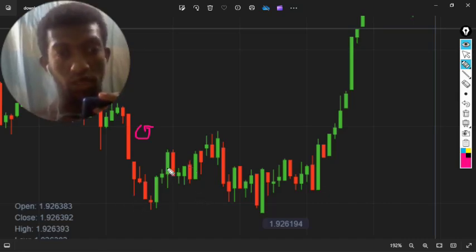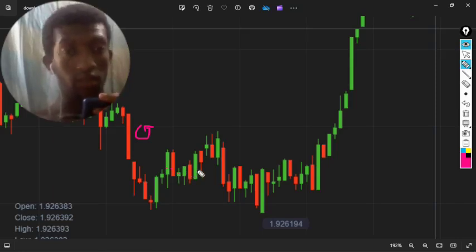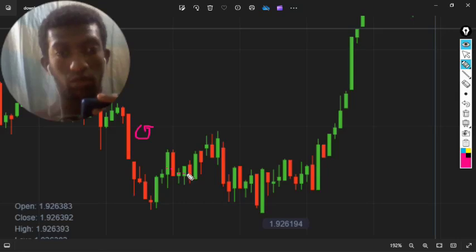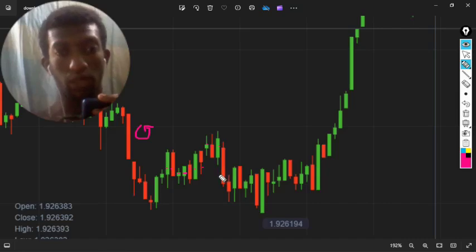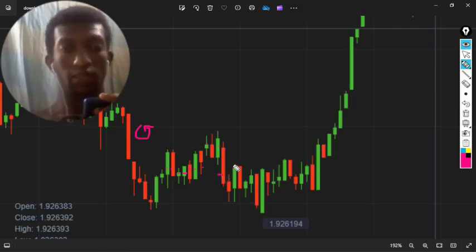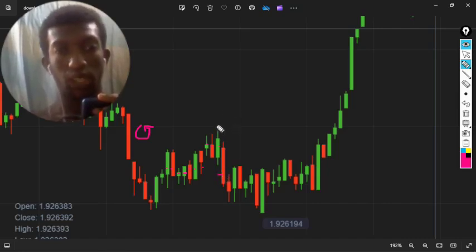Then we found one, two, three, right? Did it break? No. Then one, two, three. Did it break? No. Then one, two, three. Did it break? No. Then this one, two, three. Did it break? Yes. Where? It is down there. Stop loss up there. Space. We have space.